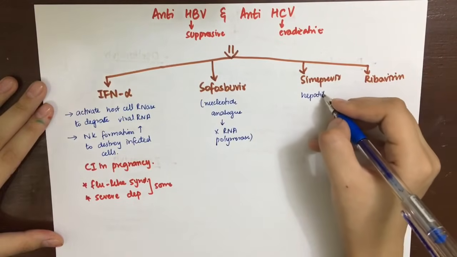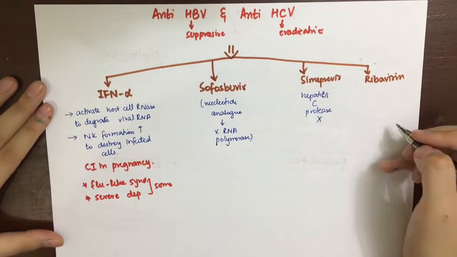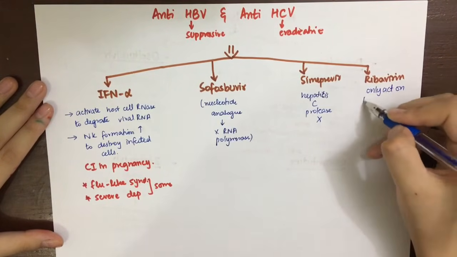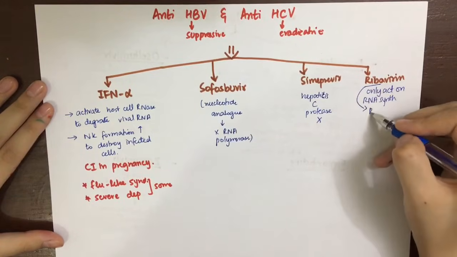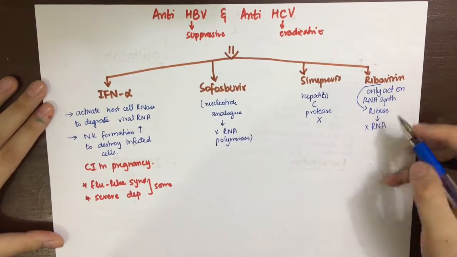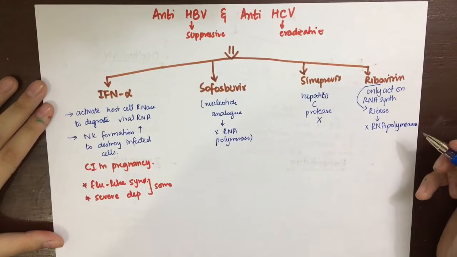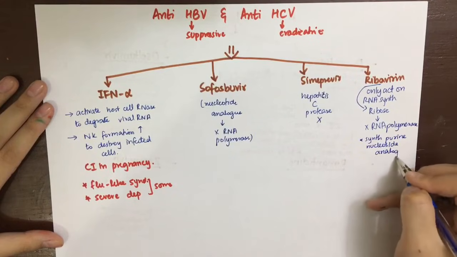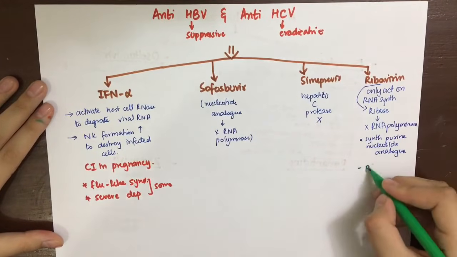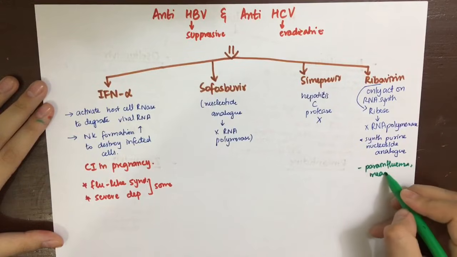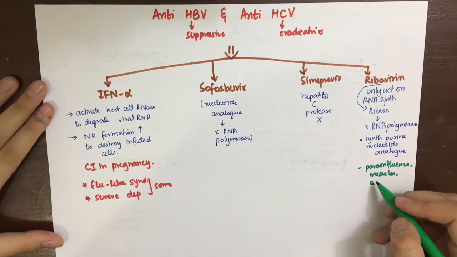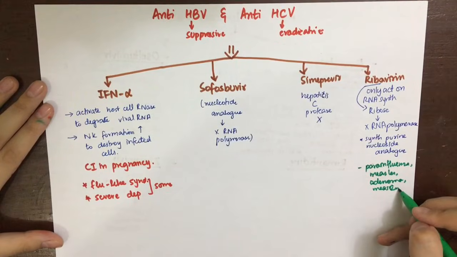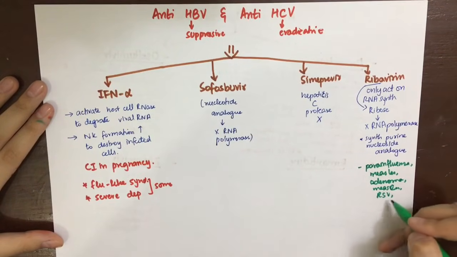Simeprevir is a hepatitis C protease inhibitor, while ribavirin only acts on RNA synthesis because riba stands for ribose, and we know that ribose sugar is present in the RNA molecule, so it acts only by inhibiting RNA polymerase. It is a synthetic purine nucleoside analog, as we've discussed, and it can also be used in parainfluenza, measles, adenovirus, RSV, and hepatitis C virus.